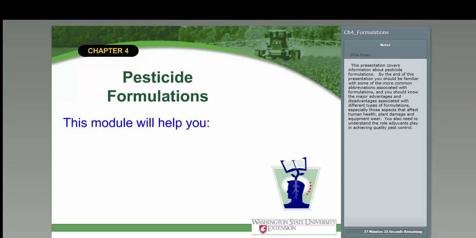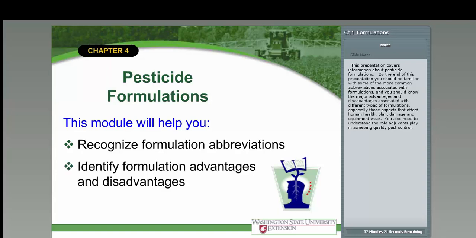This presentation covers information about pesticide formulations. By the end of this presentation, you should be familiar with some of the more common abbreviations associated with formulations, and you should know the major advantages and disadvantages associated with different types of formulations, especially those aspects that affect human health, plant damage, and equipment wear. You also need to understand the role adjuvants play in achieving quality pest control.